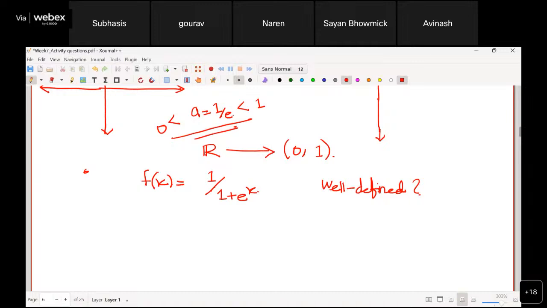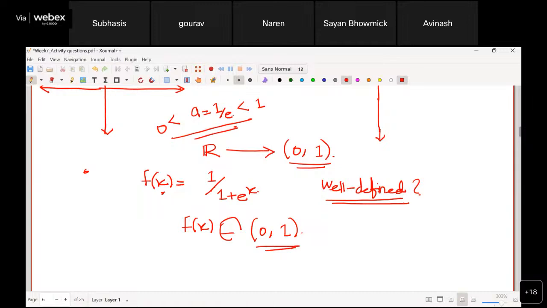So what I mean by this thing is, if I take some real number, whether my f of x will land inside [0, 1]. Because if I take some x and my f of x is 5, then basically I am out of this interval, right? So in that case, my function is not well defined, right?